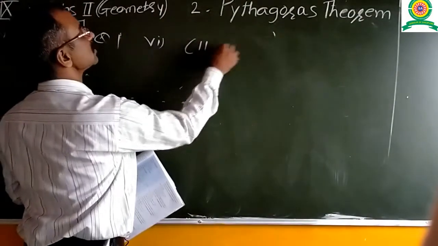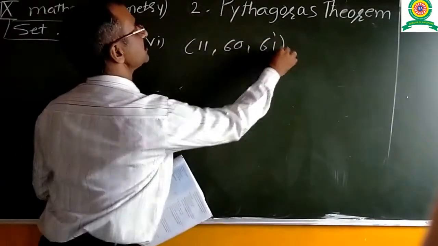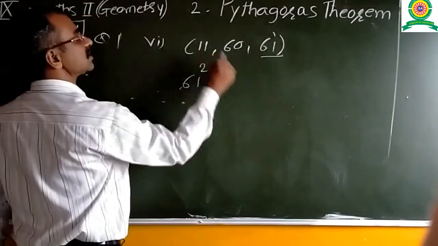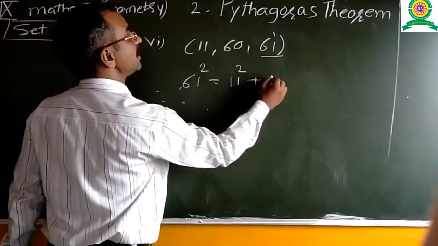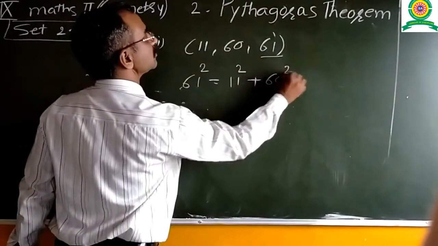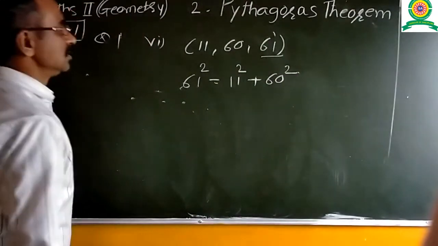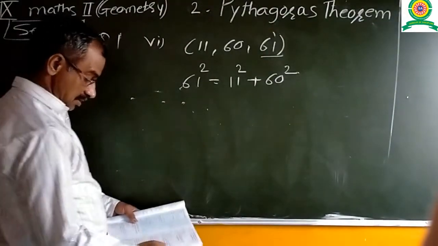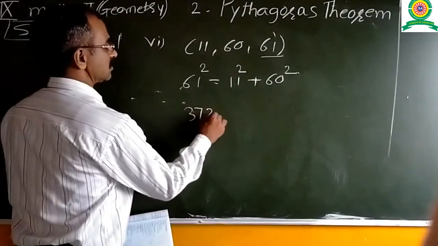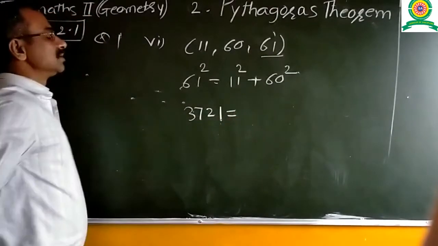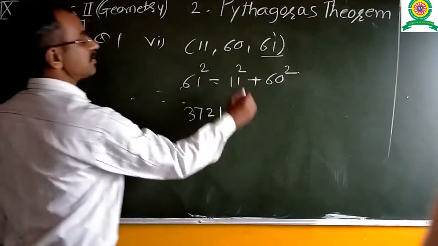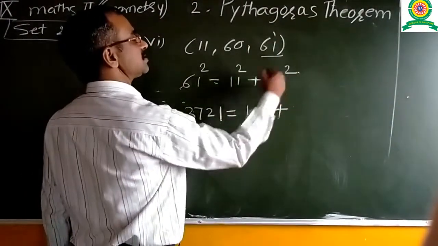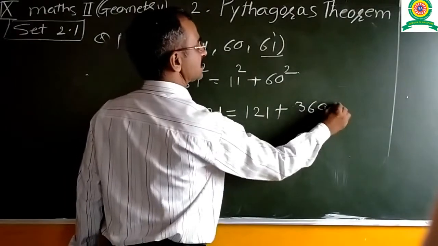11, 60 and 61. Which is the highest number? 61. Its square should be the sum of the squares of the remaining two numbers. Therefore, 61 squared is what? 3721. 11 squared is 121. 60 squared is 3600.